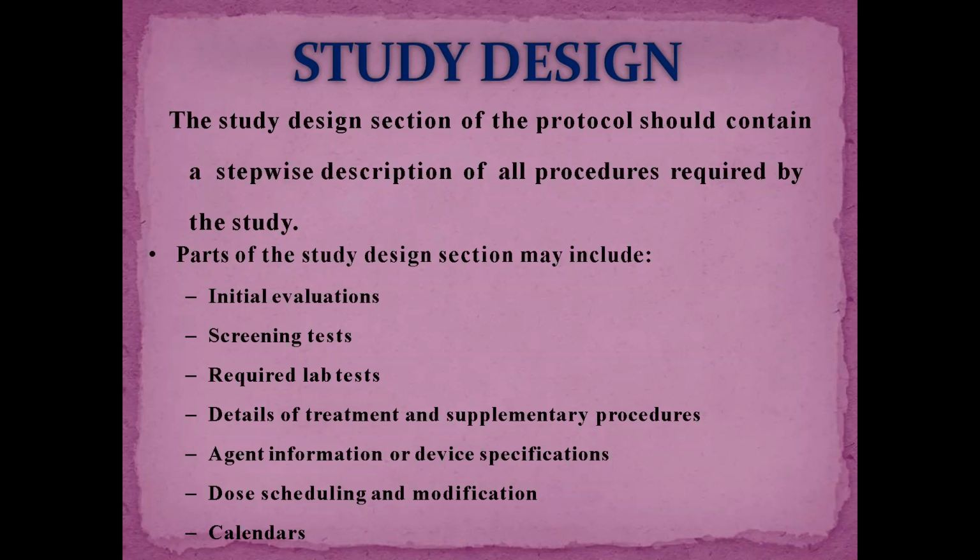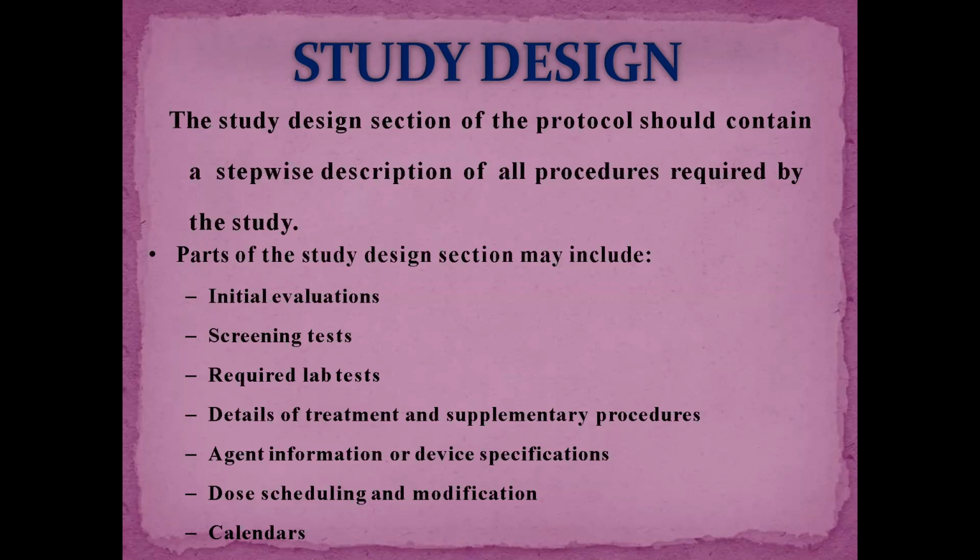And agent information or device specifications, that's about the drug or the device, and what is the dose scheduling and modification. If they say you have to give the drug 5 mg for 1 week and next 10 mg for the next week, then the dosing schedule and also dosing modification is there in the treatment. And also the calendars, so at what time, and how long the study has to be done.